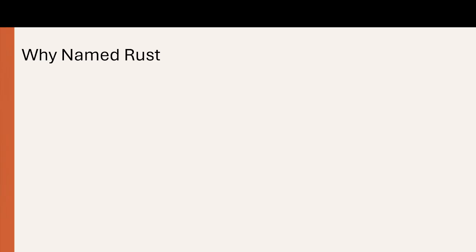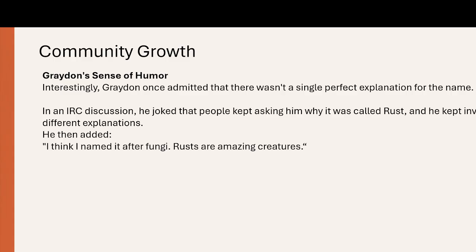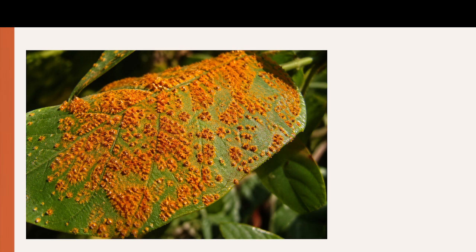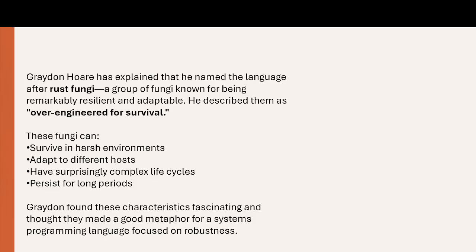So why did Graydon Hoare name the language Rust? There was not a single explanation, but he did say that it was named after the rust fungi. Why did he choose that? Because these fungi, according to Graydon Hoare, were extremely great creatures. They were over-engineered for survival, meaning they have extra capabilities to survive in any environment, right?